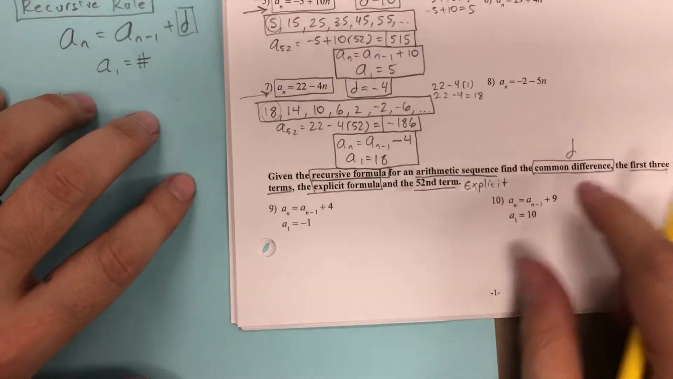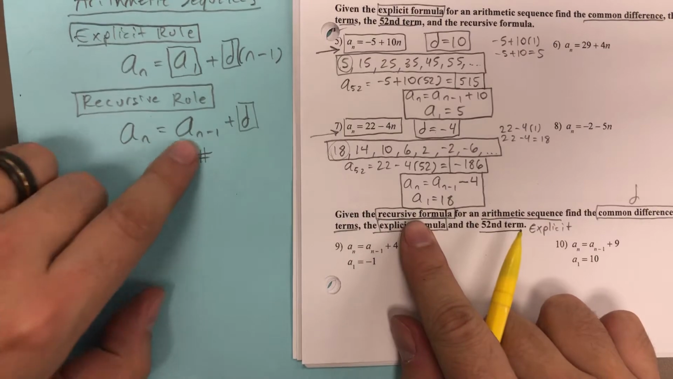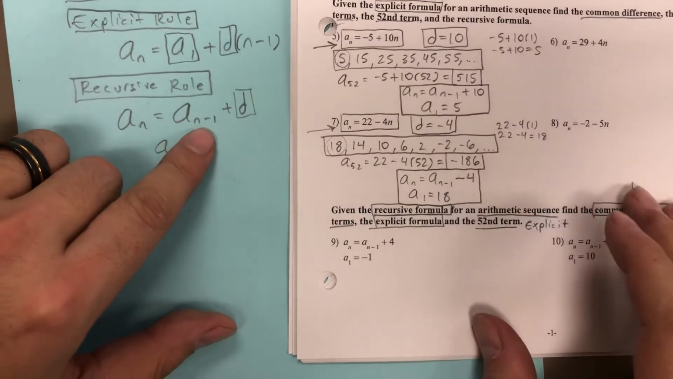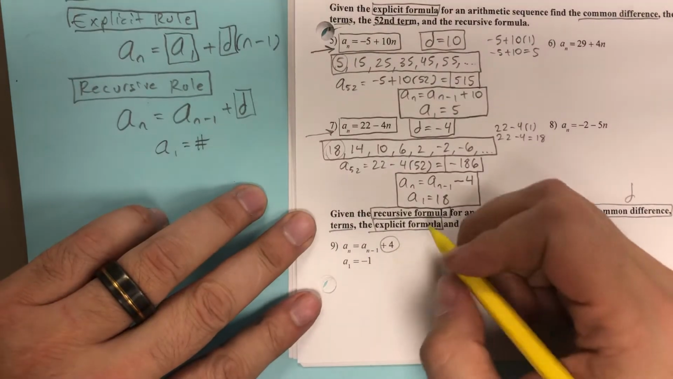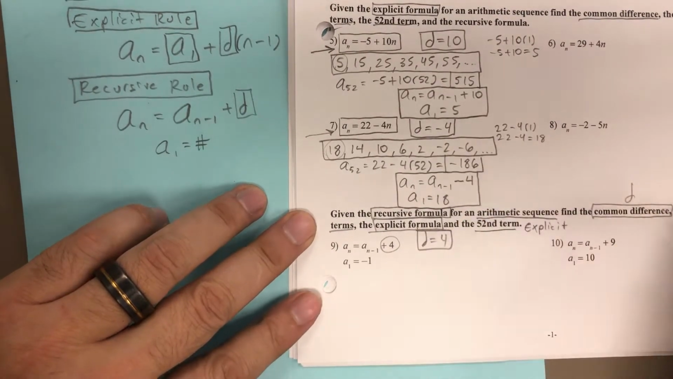So first, find the common difference. If I look at my recursive rule, the common difference is the number that's adding onto a sub n minus 1. So that's this one, 4. So that's my common difference. d equals 4. There we go.